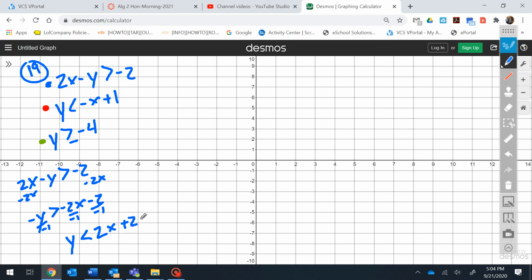I don't have room to write down the slope and the y-intercept all over the place, but the slope of this one is 2 over 1, the y-intercept is 2. So I'm going to go to 2, and my slope is 2 over 1, so up 2 over 1. This is a dotted line.